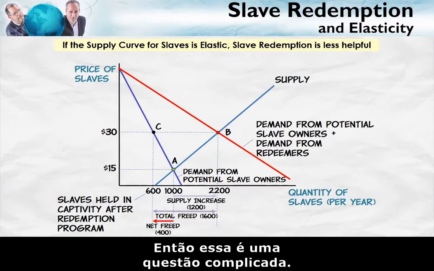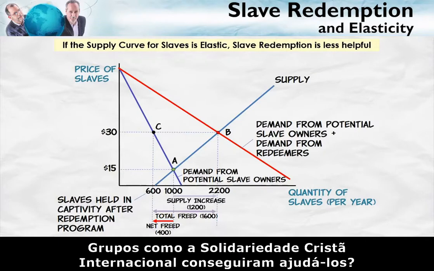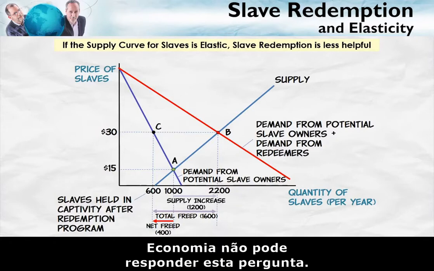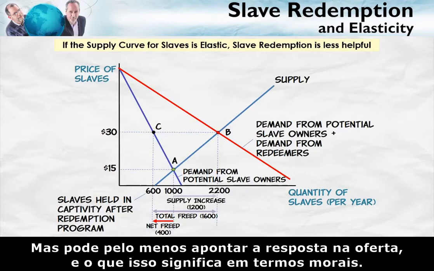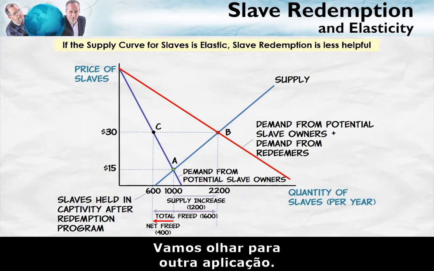So this is a very tricky issue. It's a very controversial issue. Did groups like Christian Solidarity International, were they on net helpful? There are these terrible trade-offs. Economics can't answer this question, but it can at least point to the supply response and what that means in moral terms. Let's look at another application.